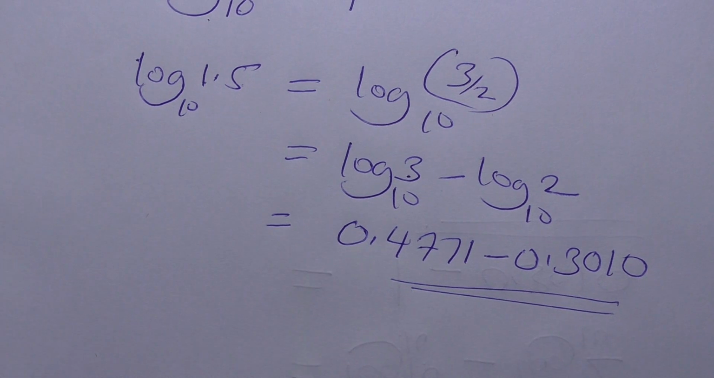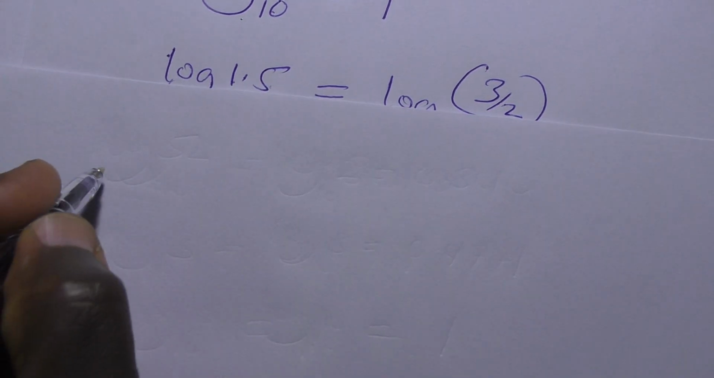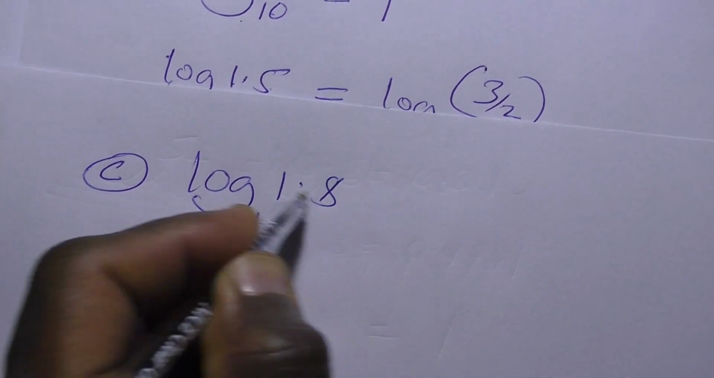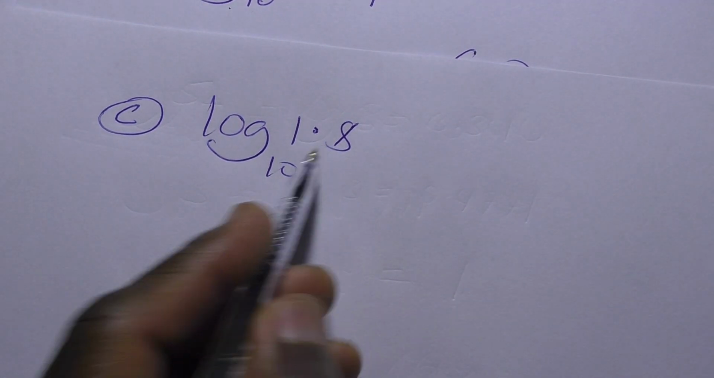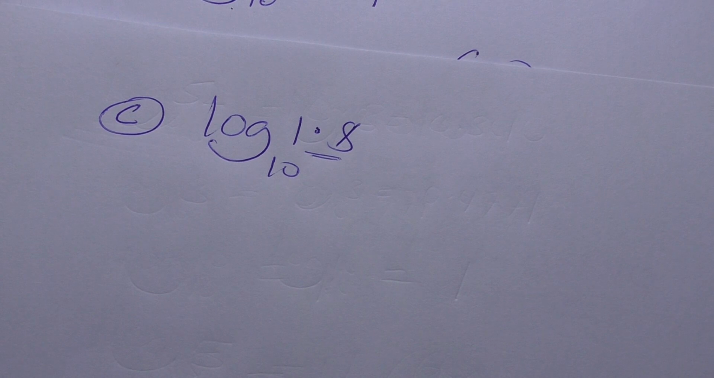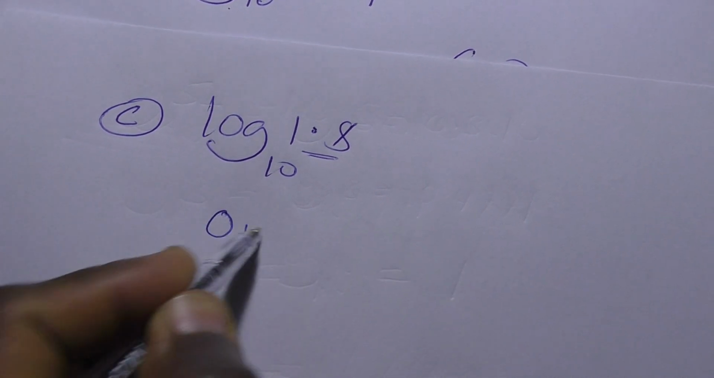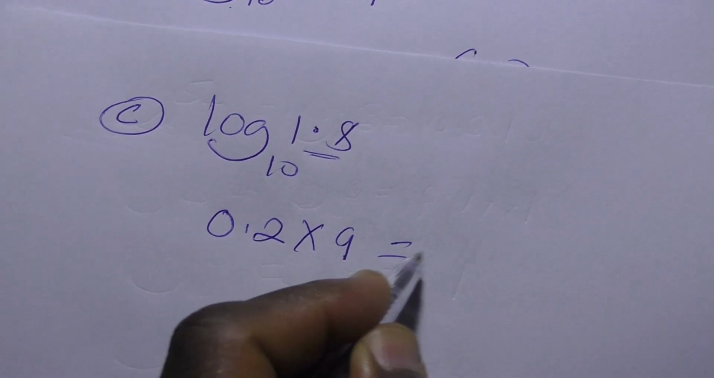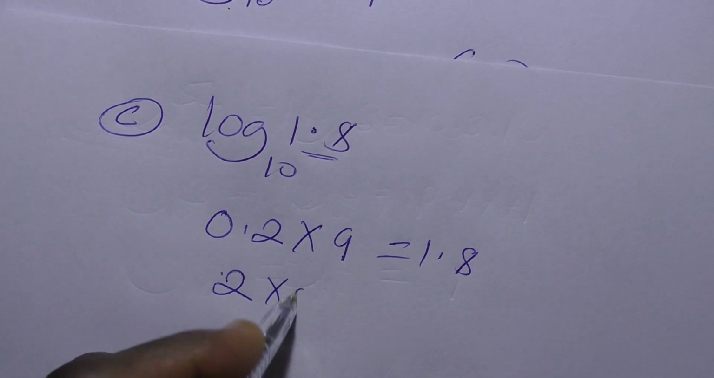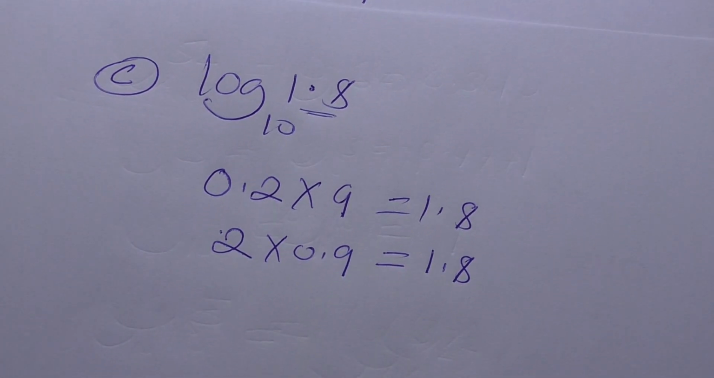Let us look at our second last part, that is part C, which is requiring us to find log of 1.8. How do we get 1.8? 1.8 can be got in two ways. We can multiply 0.2 by 9 to give us 1.8, or we can multiply 2 by 0.9 to give us 1.8.